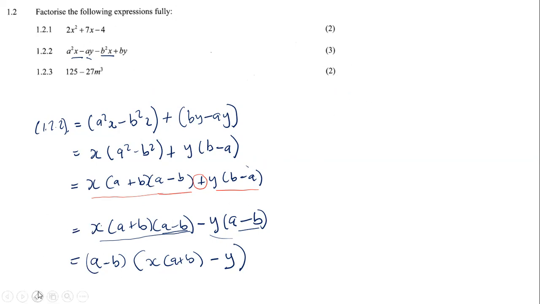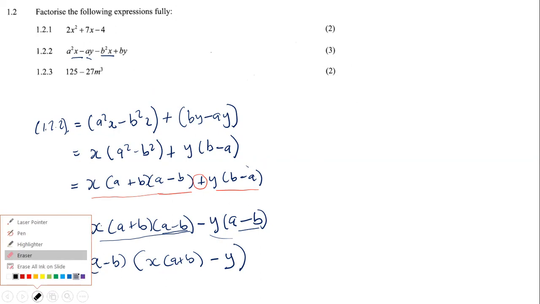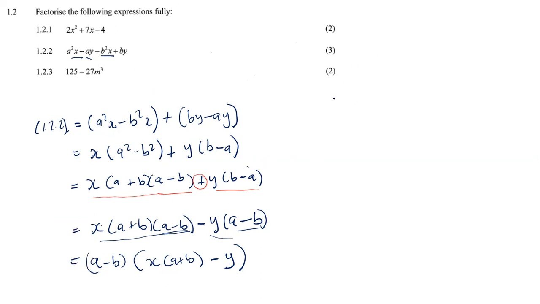Now we move to question number 1.2.3. It says to us, we have 125 minus 27m to the power of 3. Even when you get in grade 12, wherever you are, you still need to understand this, okay? This is algebra at its best. This is where you need to make sure that the basics are properly well presented.